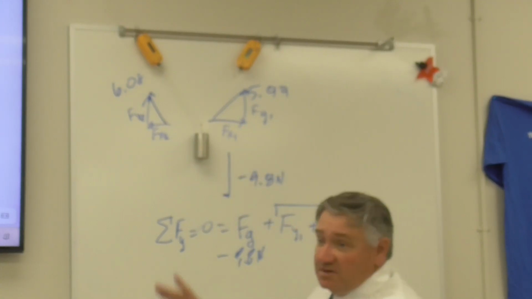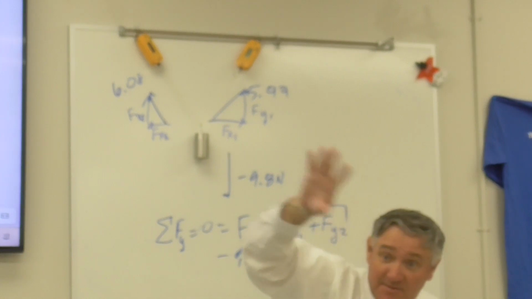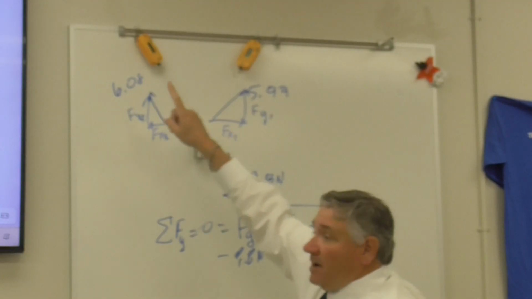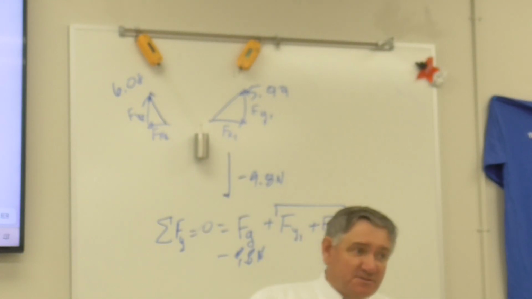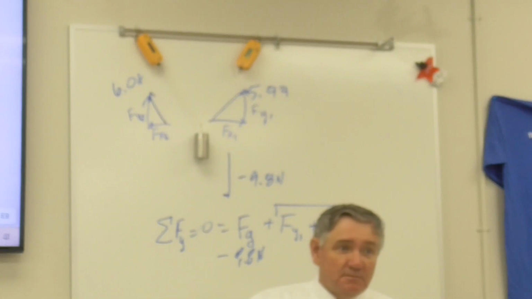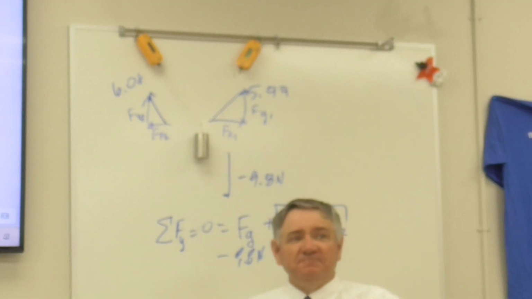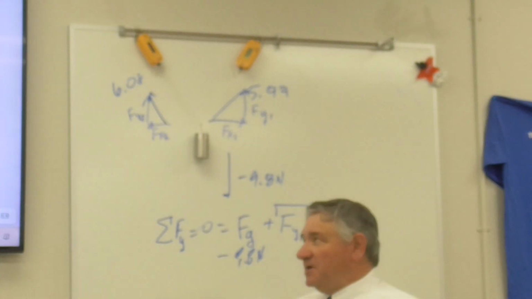So what you're going to do in the lab is set up a diagram, a lab like this. You're going to measure the hypotenuse, that's going to be the reading on the scale. But what else can you measure? Fx1? How? Pythagorean theorem? No. You know Fy1 and you know the hypotenuse? Hold on, you don't know what Fy1 is.